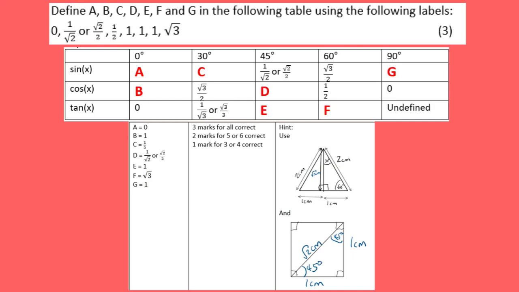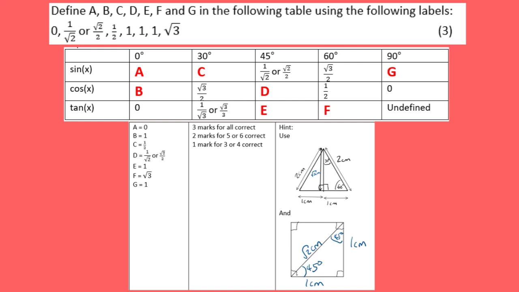Notice that cos of 45 and sine of 45 are the same. E is equal to 1 because tan of 45 is 1. F is equal to root 3 because tan of 60 is root 3. And finally, G is equal to 1 because sine of 90 is 1.